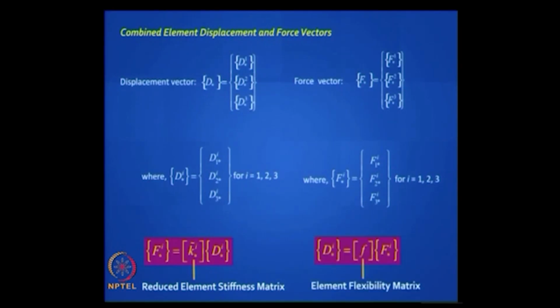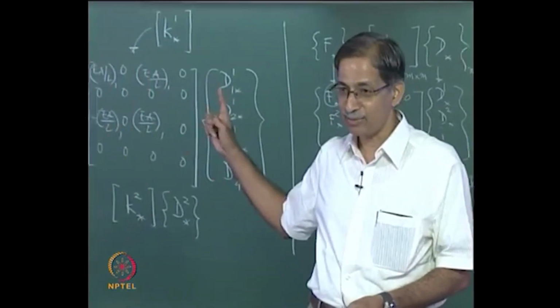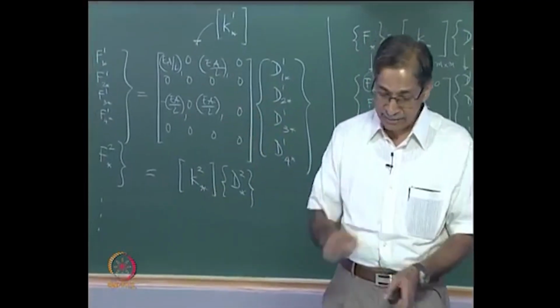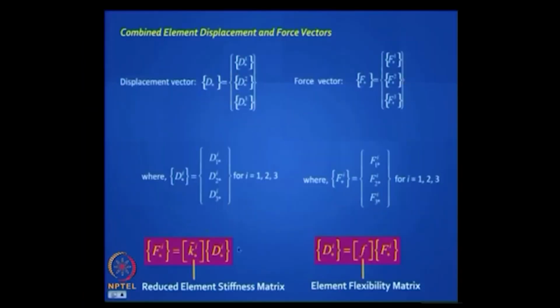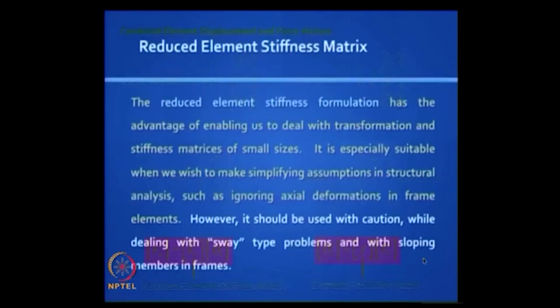So I have both, I have displacement vector, force vector combined, and when I put the relationship between them, it will be that diagonal unassembled stiffness matrix, or I put it the other way, I get it in this fashion. Now each of them at the element level will look like this, okay.